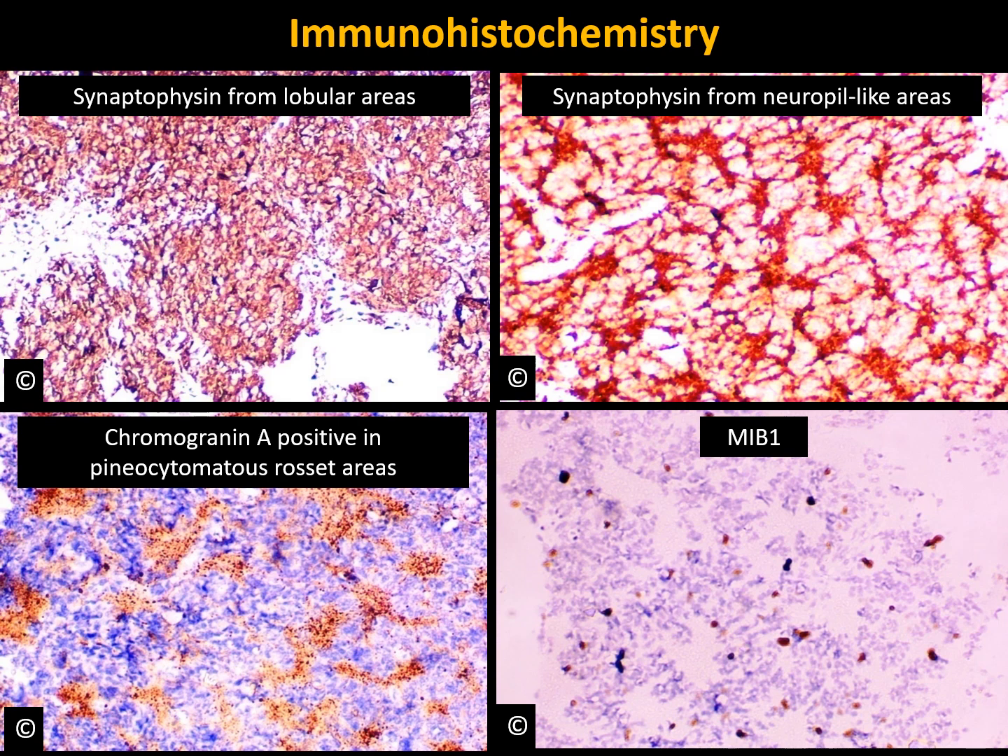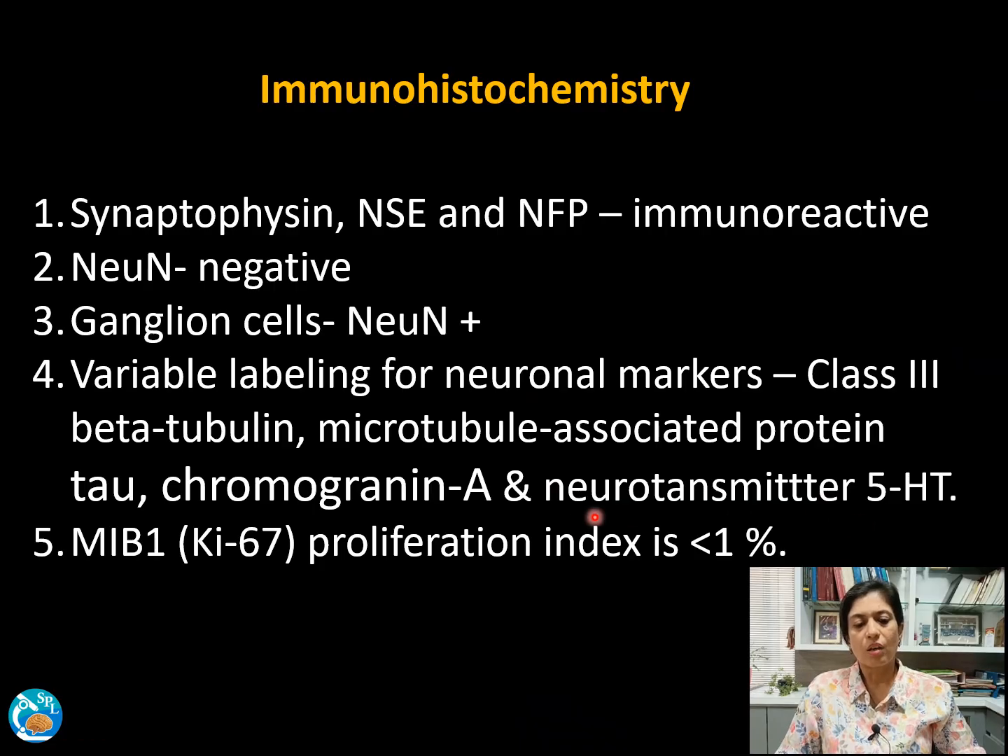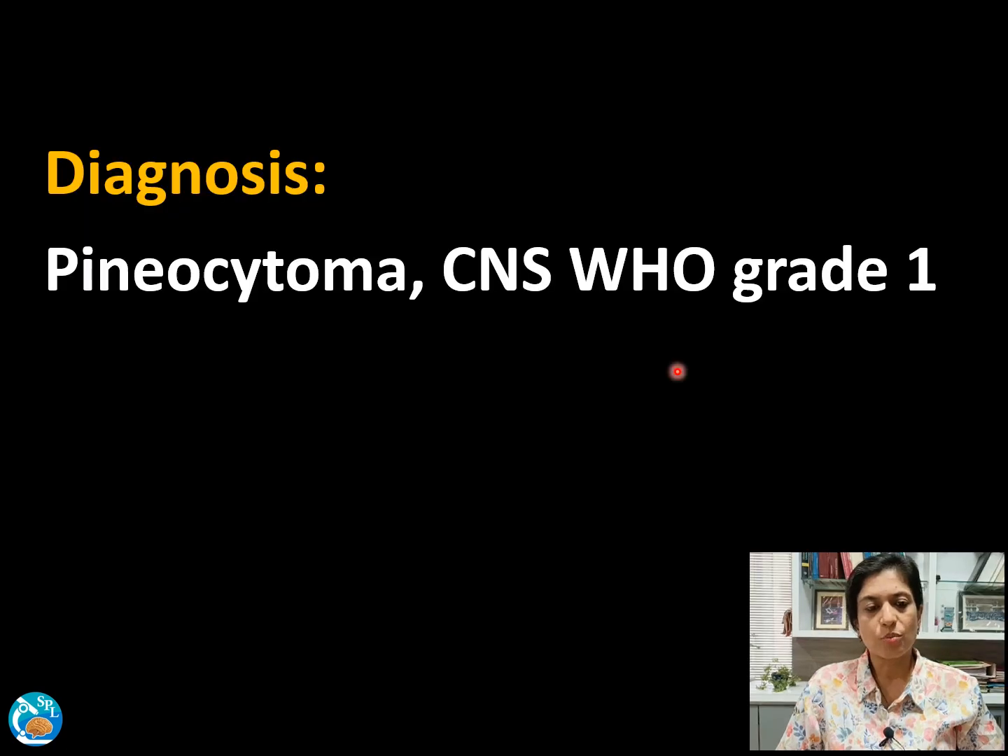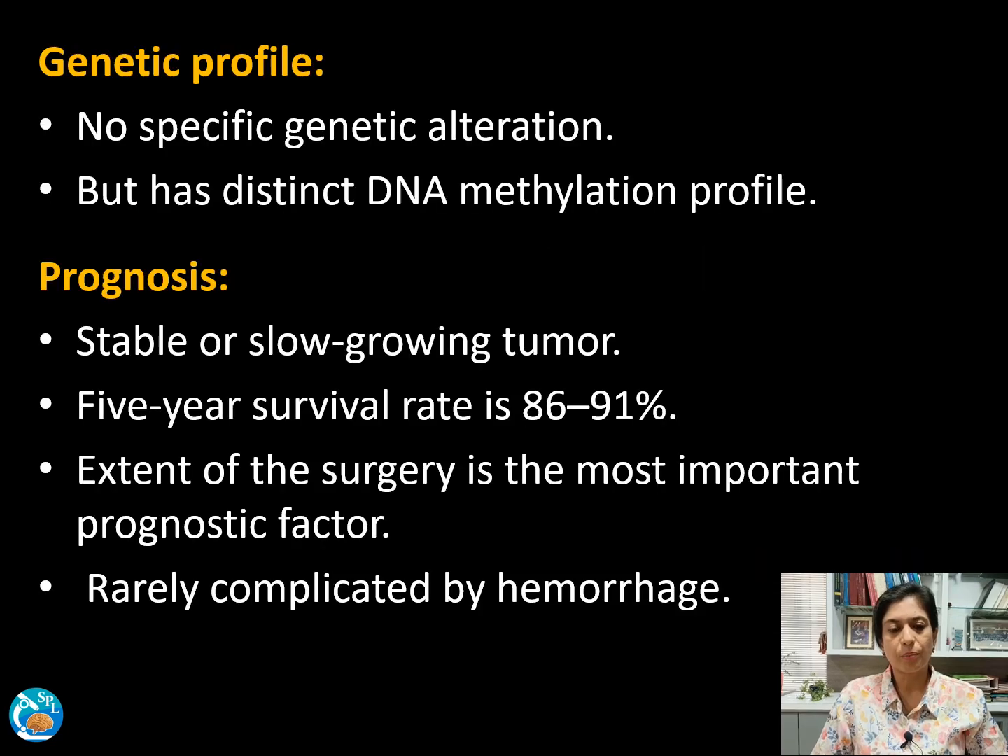Pineocytomas show strong immunoreactivity for synaptophysin. Now you can see the pineocytoma cells are positive. This is the neuropil which exhibits strong positivity. Even chromogranin A is positive here. The Ki67 proliferation index is low. It is usually less than 1% in pineocytomas. So this diagnosis is given as Pineocytoma CNS WHO grade 1.